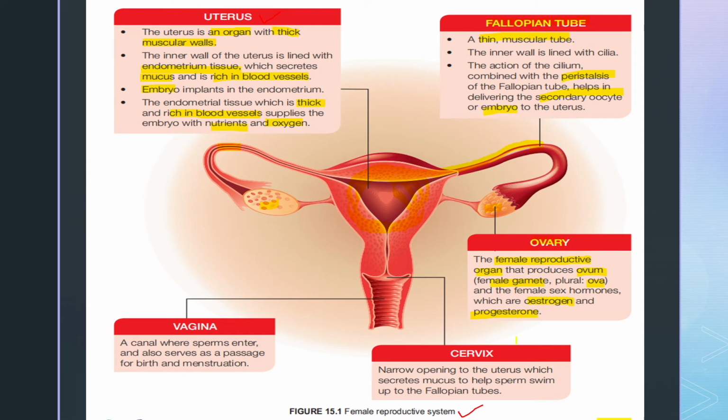Moving on, the cervix. This is the narrow opening of the uterus, which will secrete mucus to assist the sperm to swim up to the fallopian tubes. This brings us to the vagina, a canal where sperms enter, and which also serves as the passageway for birth as well as menstruation.